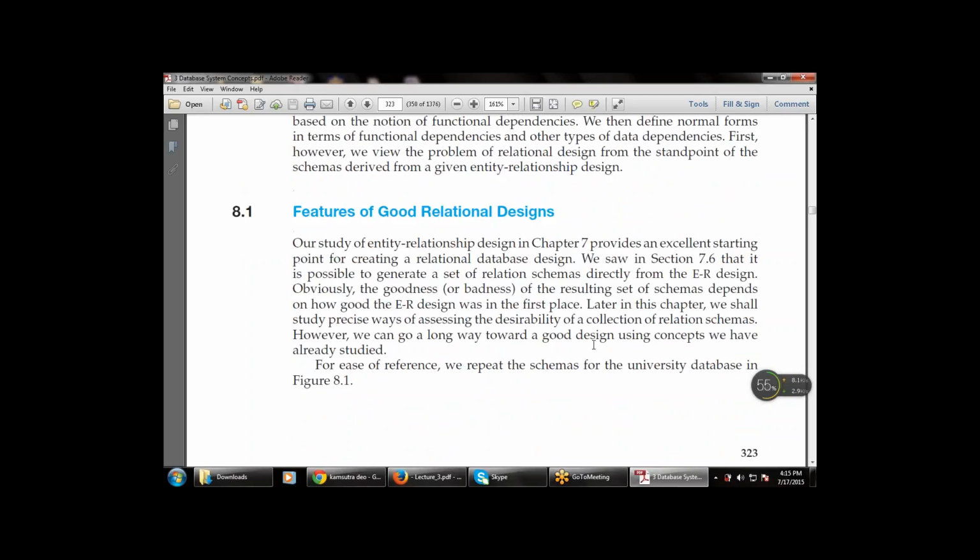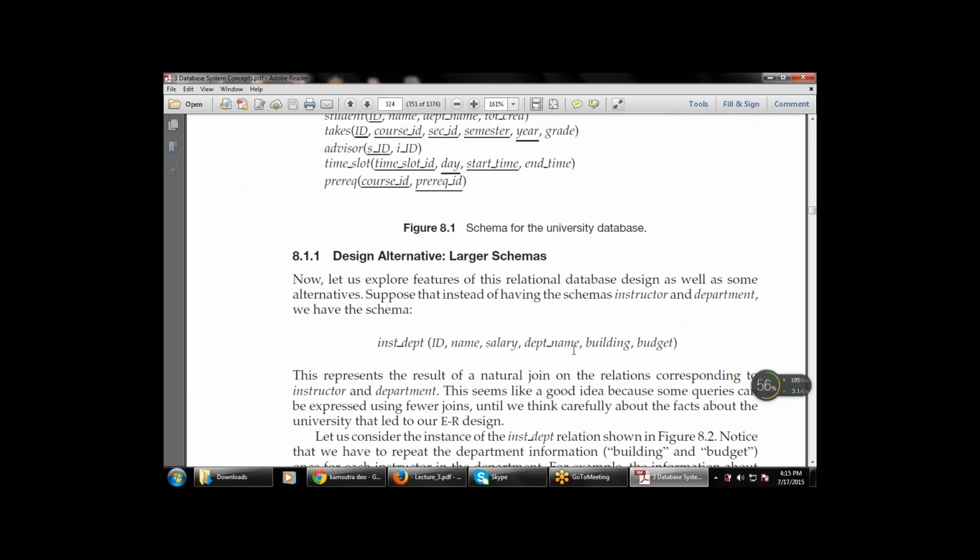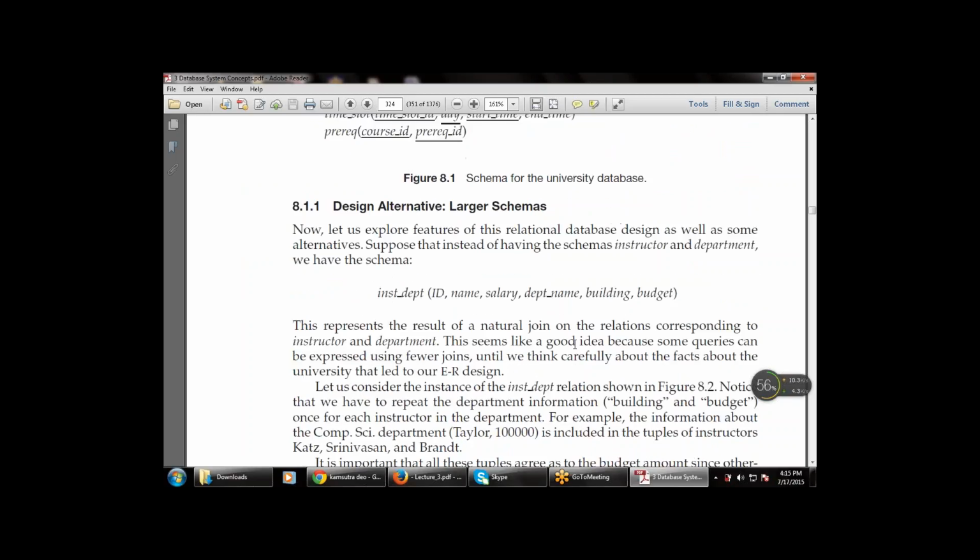The main concern is that there is no duplication of data, that is, no repeated data is available. That is also discussed in these features. Now the first one is the design alternative, the schema, or the logical design that is used for designing relational databases.